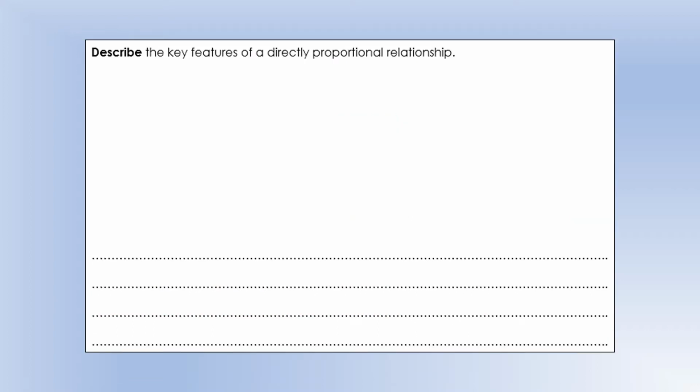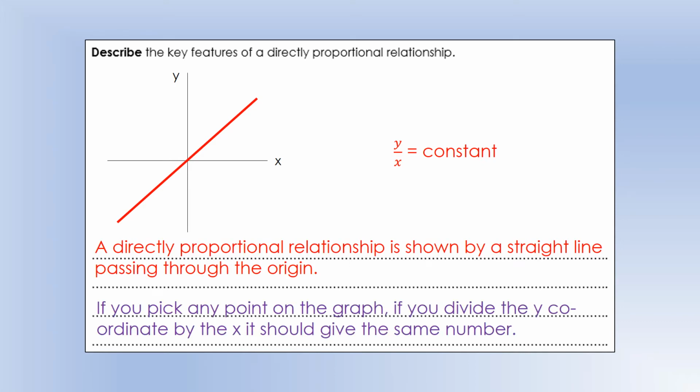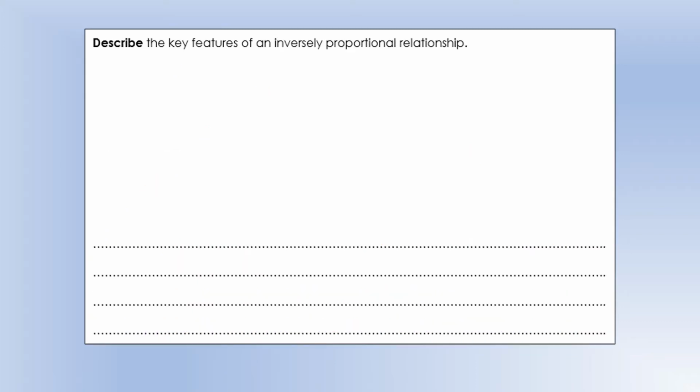Okay, so I talked about a directly proportional relationship earlier, so let's be specific about what that is. A directly proportional relationship can be described in two ways, really. Either we describe it as a straight line through the origin, or we can say the y-coordinate divided by the x-coordinate of any point on the line is a constant. Those are the two ways you can describe directly proportional. They both end up with exactly the same graph.